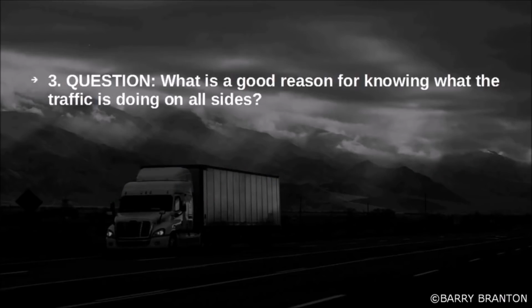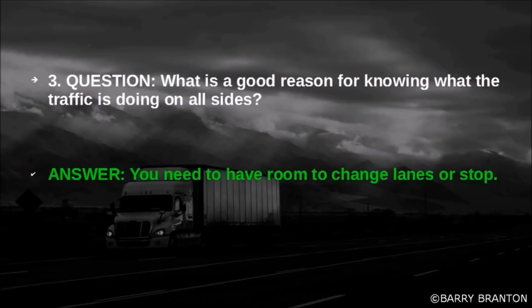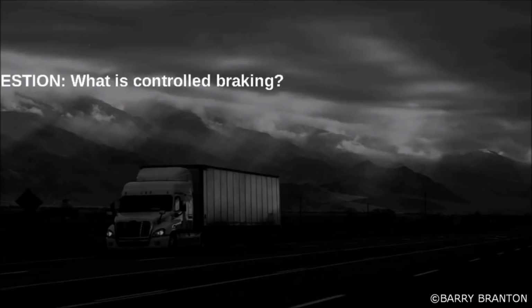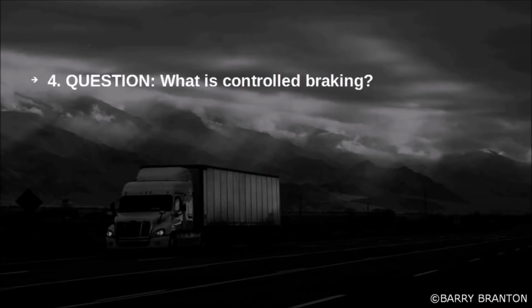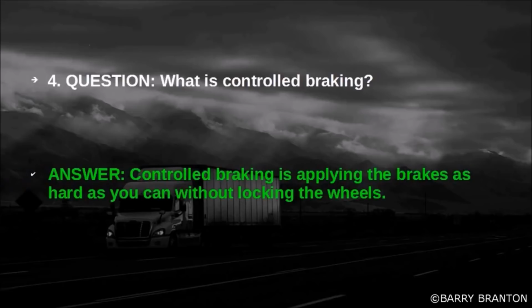What is a good reason for knowing what the traffic is doing on all sides? You need to have room to change lanes or stop. What is controlled braking? Controlled braking is simply applying the brakes as hard as you can without locking the wheels.